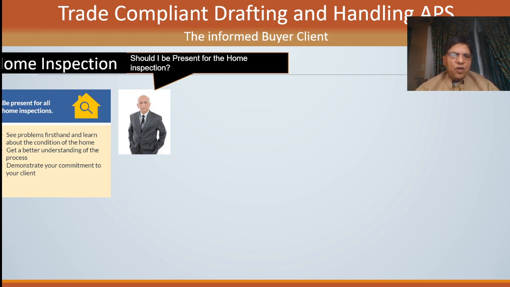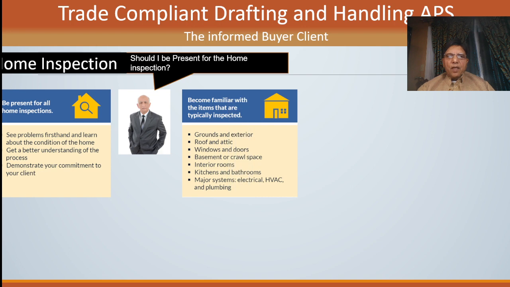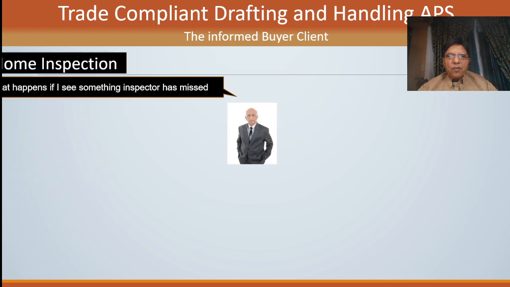Demonstrate your commitment to your clients. That also demonstrates how committed you are to your client when you are present there. So become familiar with the items that they typically inspect. They are grounds and exterior, roof and attic, windows and doors, basement and crawl spaces, interior rooms, kitchens and bathrooms, major systems, electrical, HVAC, and plumbing.